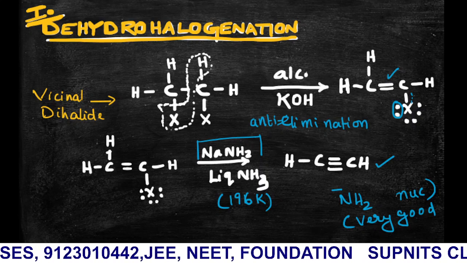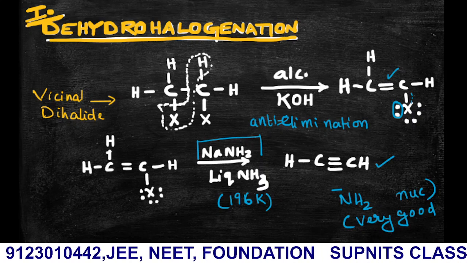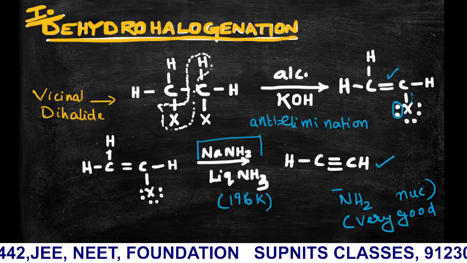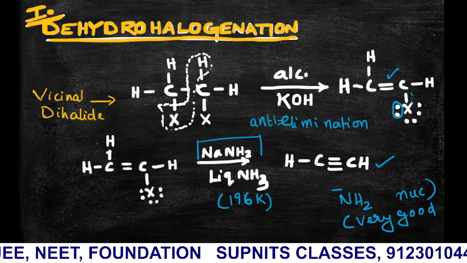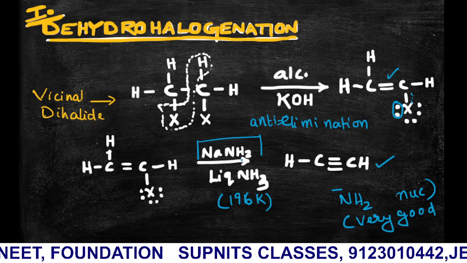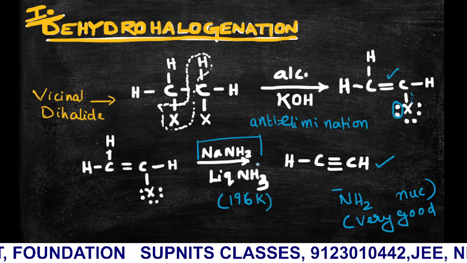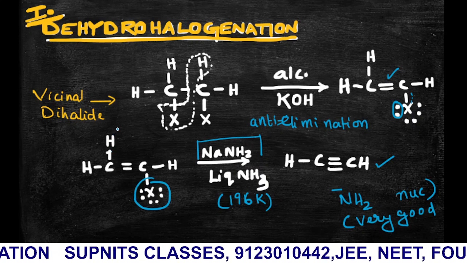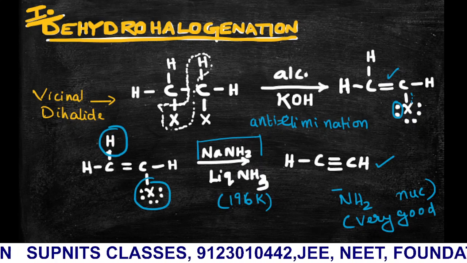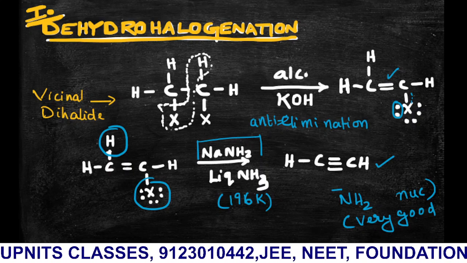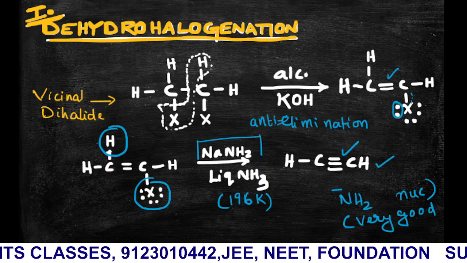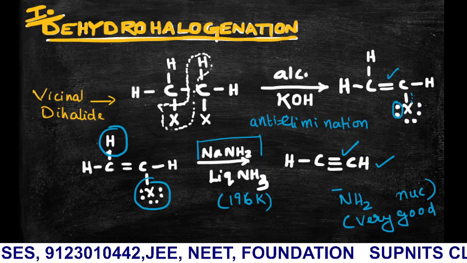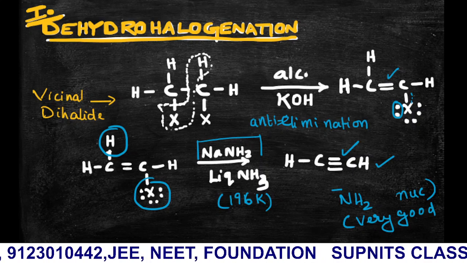I hope you guys have gone through the elimination reactions E1 and E2 both, so that it can help you to understand this kind of reaction mechanism. So when we give NaNH2, the reaction is similar. There is one X which is removed, there is one hydrogen which is also removed. Anti-elimination takes place and results in a triple bonded alkyne. The total reaction can also be done with only NaNH2 in liquid ammonia.